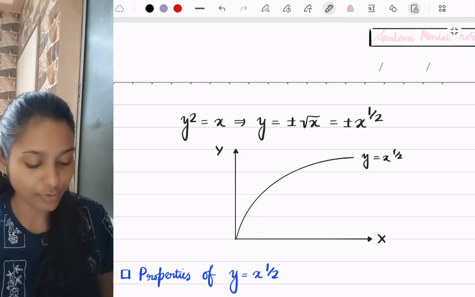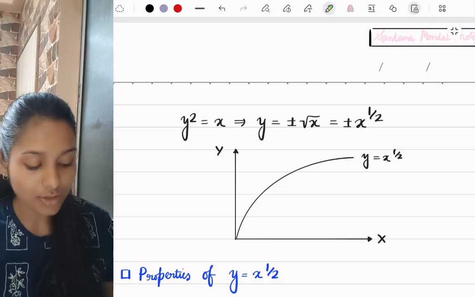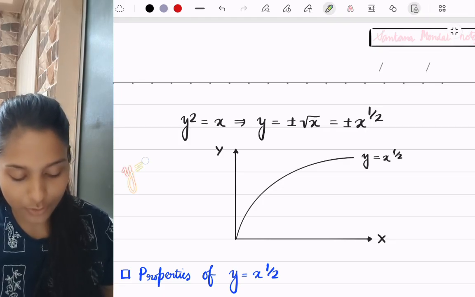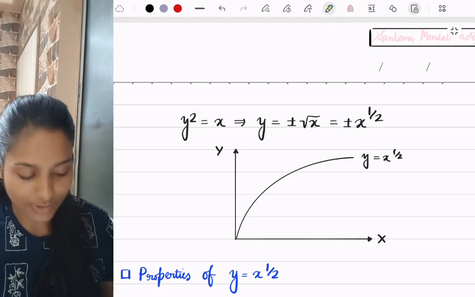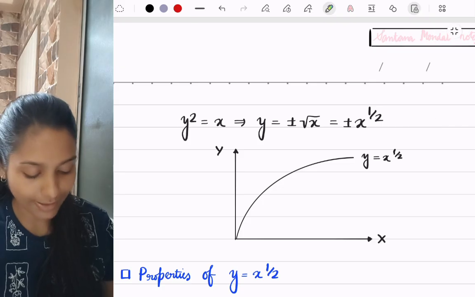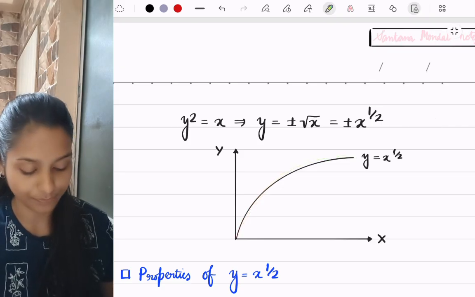Now from y square equals x, if we take the square root on both sides, we get y equals plus minus root x. Here we want to plot the function y equals x power half, so we need to take the positive side. Positive side means y greater than 0. So we will get only the positive part of the parabola, which is this one.